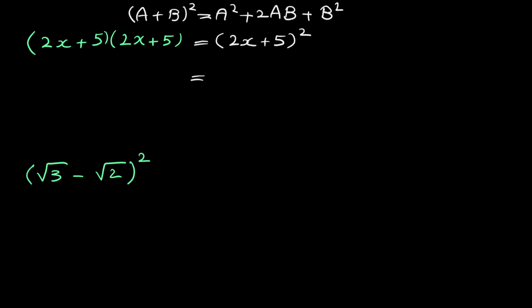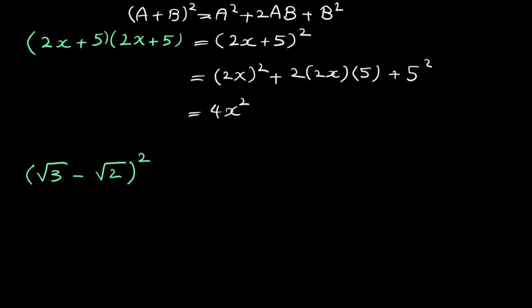And then by using this identity, the answer is a to the 2. A is the first term, so the answer is (2x) to the 2 plus 2 times a, 2 times 2x times b, which is 5, plus 5 to the 2. The answer is 4x to the 2. 2 times 2x is 4x. 4x times 5 is 20x. Plus 25. And this is the answer of this question.